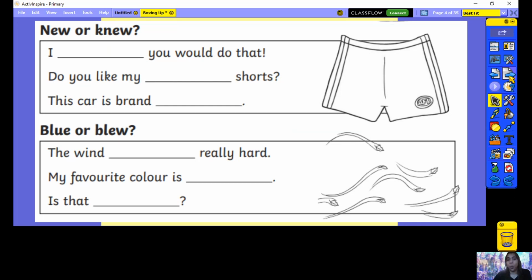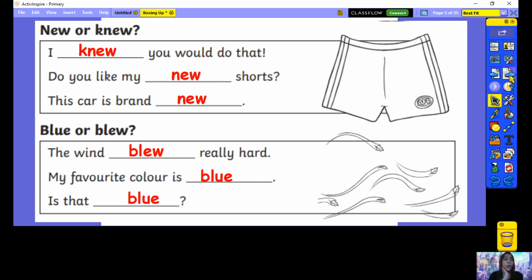3, 2, 1. And there are my answers. So the first one was 'knew' with a K. The second 2 were 'new', N-E-W, because new things. And then for blue or blew, the first was 'blew', as in B-L-E-W. And then the second 2 were 'blue', as in the colour blue.